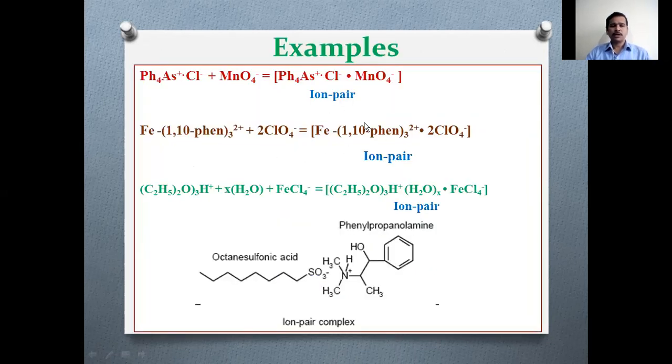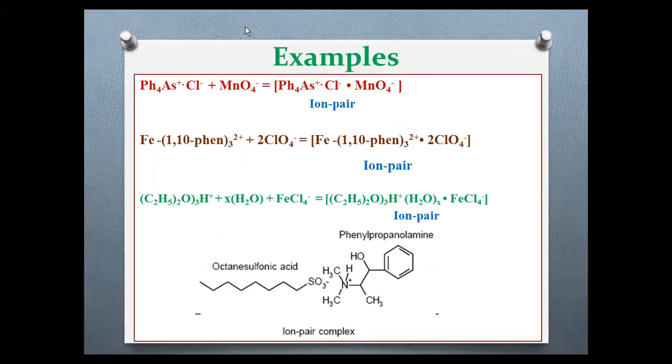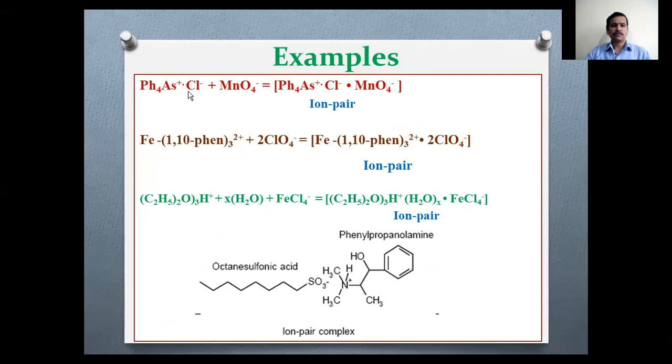So let us understand something about the formation of ion association complexes through these simple examples. You can see here, I have presented a very first example, Ph4As+ Cl−. Here arsenic is present at the center. It is a metalloid. Four phenyl groups have been attached to arsenic, and chloride is the counter ion. This is named tetraphenyl arsonium chloride, and it will be present in the aqueous medium.